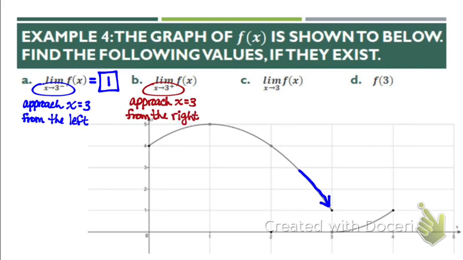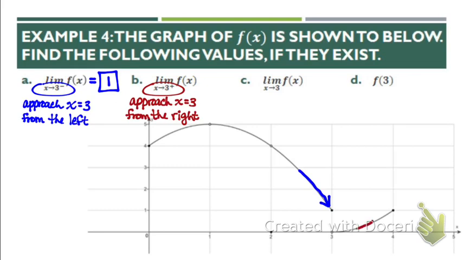And one thing I just want to make sure that I've been really, really clear on, because there tends to be a little bit of confusion about this. When I say I'm approaching it from the left, that means I start on the left side of it, and then I move towards the right, but I'm starting on the left. When I say I'm approaching from the right, I start to the right of that value, and I move backwards towards that x value.